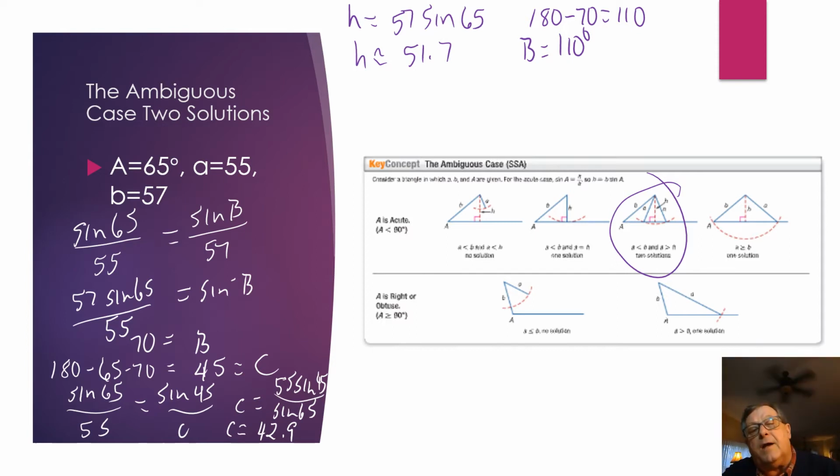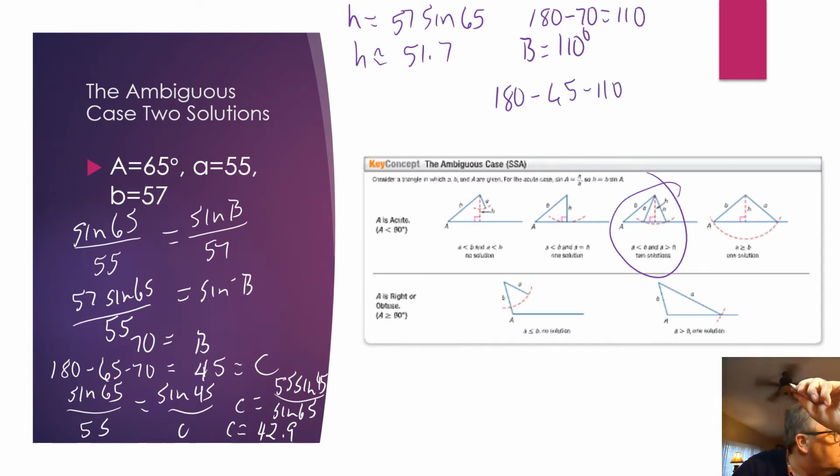What would be left for angle C in our second case? Well, I take 180 minus 65 minus 110. And angle C in that case would only be 5 degrees. Let me make a bigger C there. So angle C in that case would be 5 degrees. Well, it's going to be a small angle, isn't it? Means it's going to have a fairly small side.